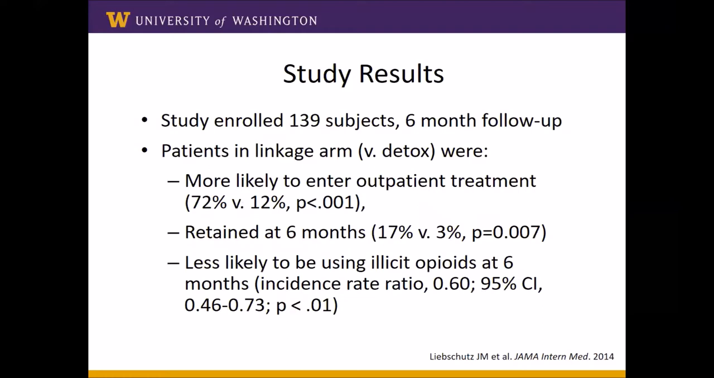And the study found that patients in the linkage arm compared to detox were more likely to enter outpatient treatment, and they were more likely to be retained in outpatient treatment at 6 months, although as you can see, the retention rates were quite low even in the linkage arm. And they were significantly less likely to be using illicit opioids at 6 months by self-report.